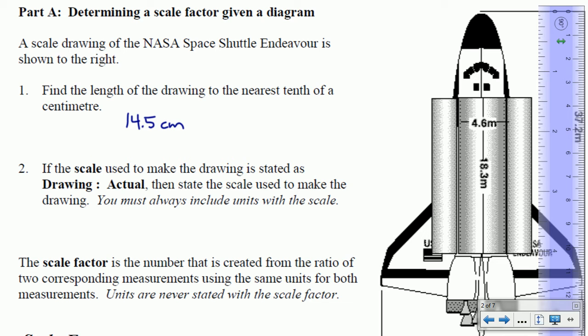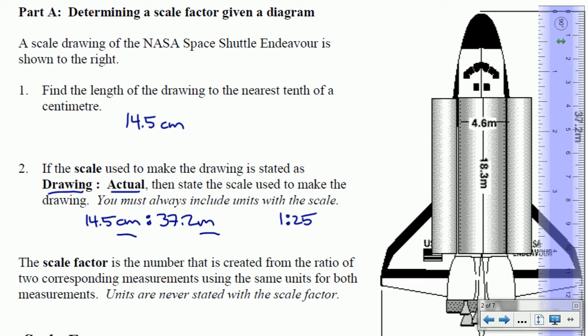Now the scale used to make the drawing is stated as drawing to actual. We determine the drawing length to be 14.5 centimeters. And off the diagram you can see its actual length is 37.2 meters. Scales are sometimes communicated without units, so something like maybe 1 to 25 might be fairly common. But if the units of the drawing are different than the units of the actual object, we should include the units with the scale. And we should generally try to reduce this ratio if we can.